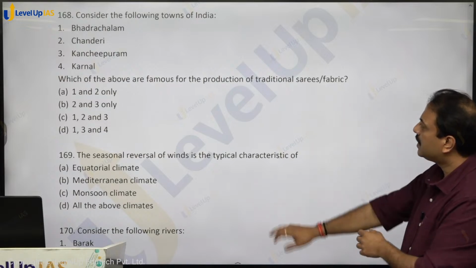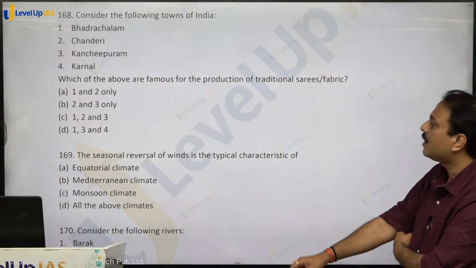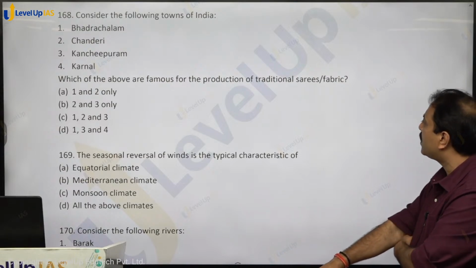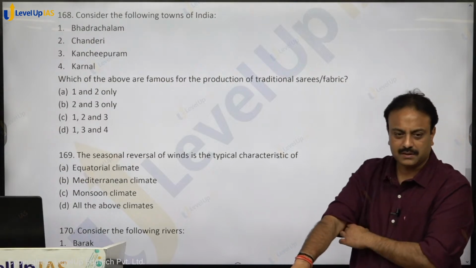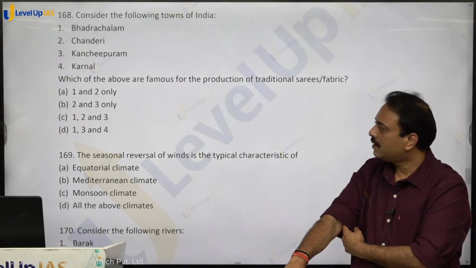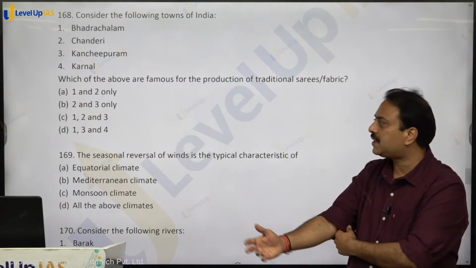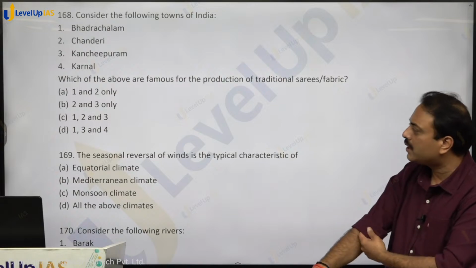Consider the following towns of India: Bhadrachalam, Chanderi, Kanchipuram, Karnal. Which of the above are famous for the production of traditional sarees fabric? 1, 2, 3 should be the right answer, but UPSC official answer key says it as 2 and 3.